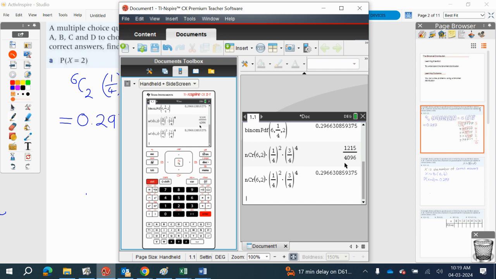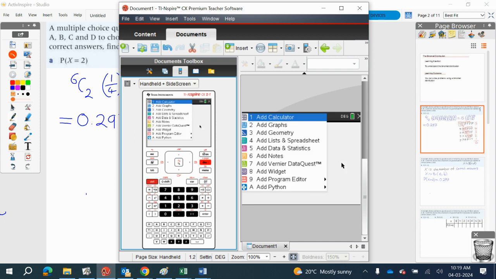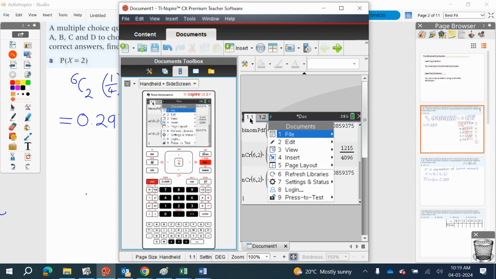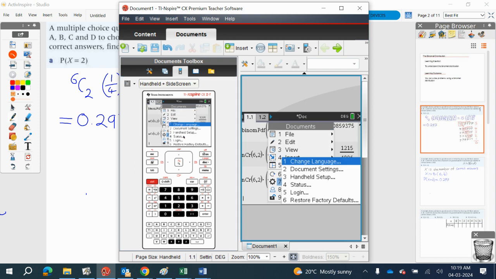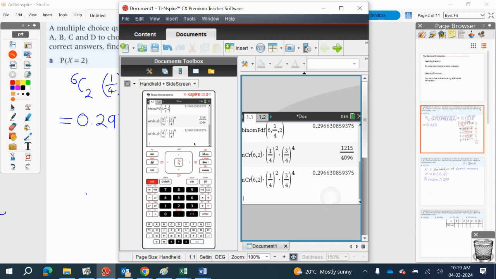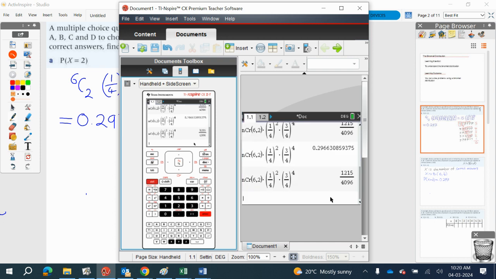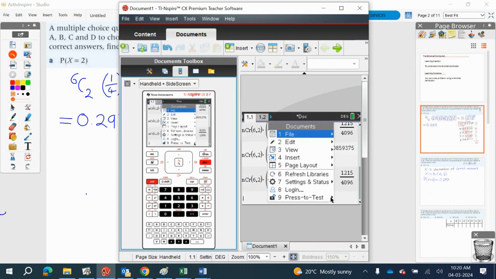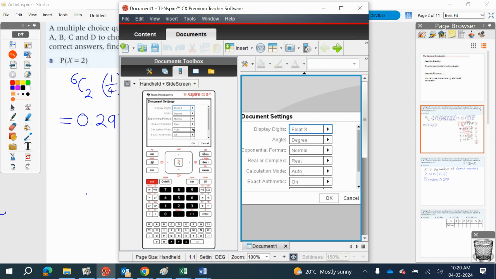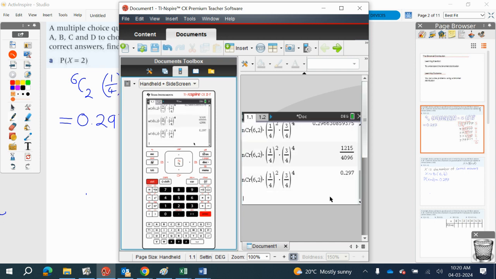These are the same numbers. We just put in my document settings now. I'm going to put it into float 3 for this next bit. There we go. All right.